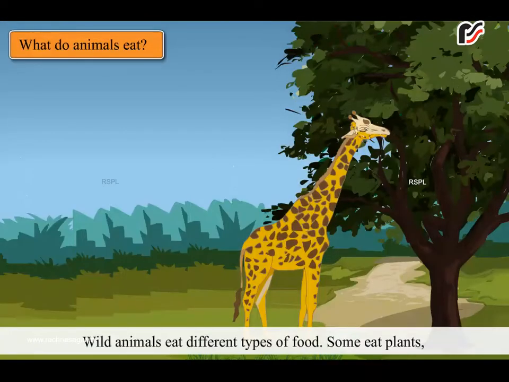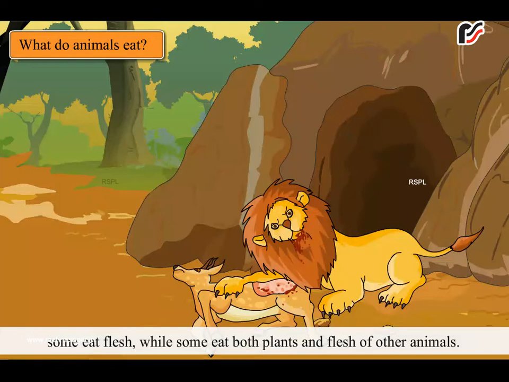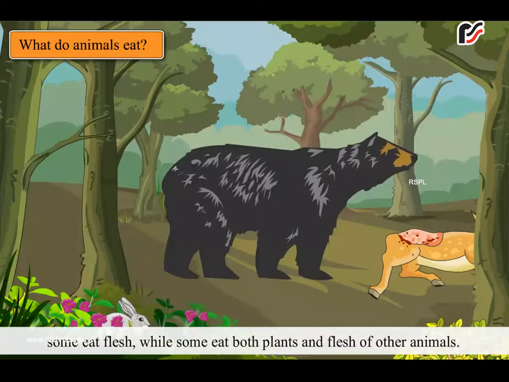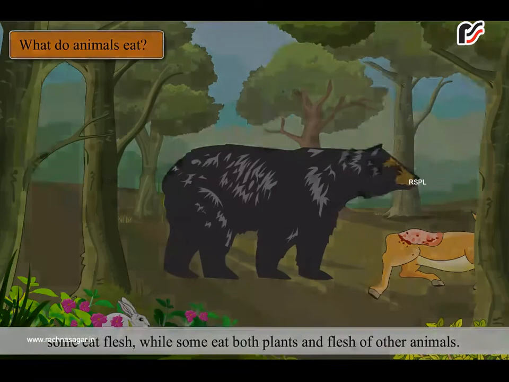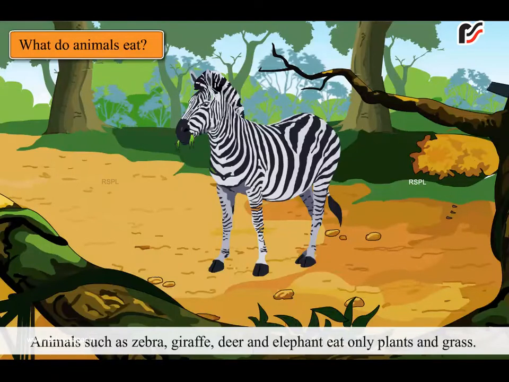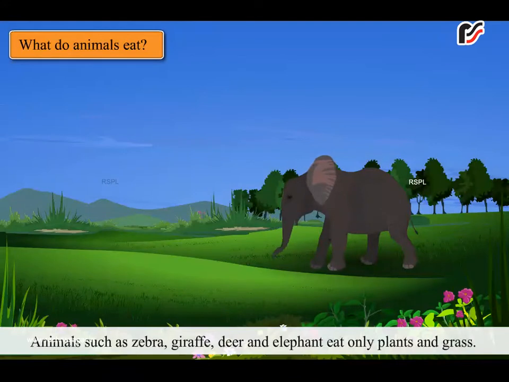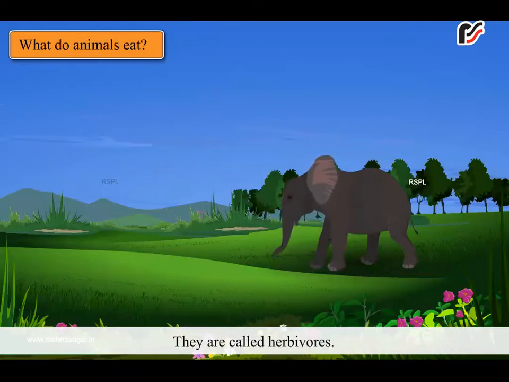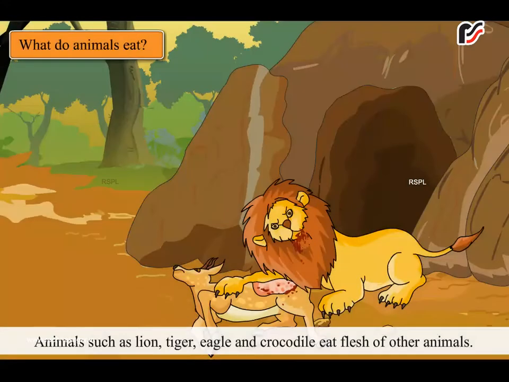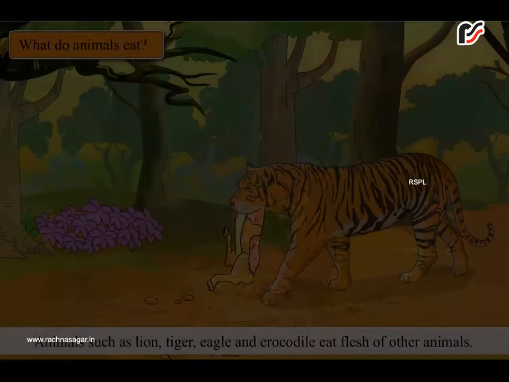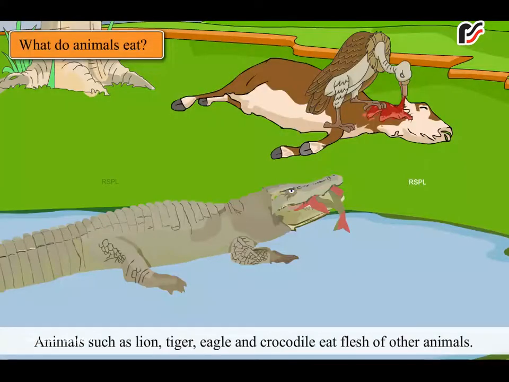Wild animals eat different types of food. Some eat plants, some eat flesh, while some eat both plants and flesh of other animals. Animals such as zebra, giraffe, deer, and elephant eat only plants and grass. They are called herbivores. Animals such as lion, tiger, eagle, and crocodile eat flesh of other animals.